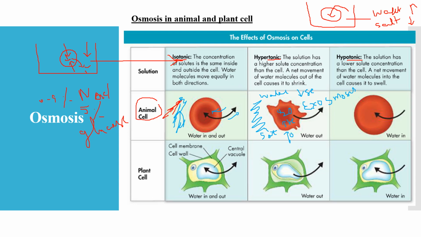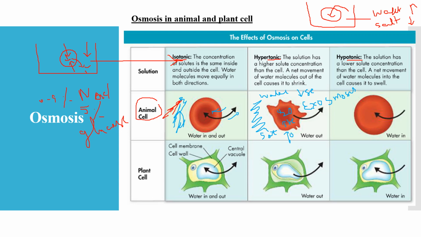and because of that the cell will get flaccid and will shrink. You can see in the first diagram the cell is more or less round, whereas in the second diagram, because the water molecules have come out, the shape has changed and the cell has shrunk.